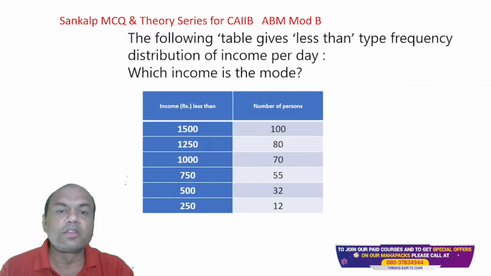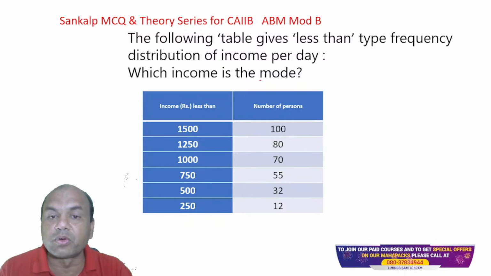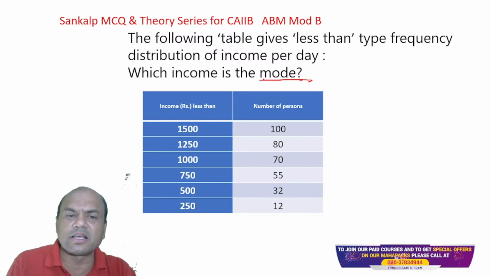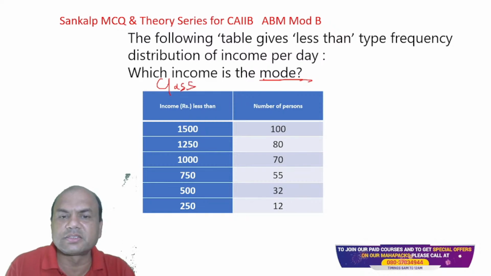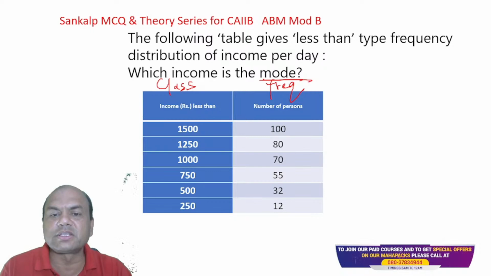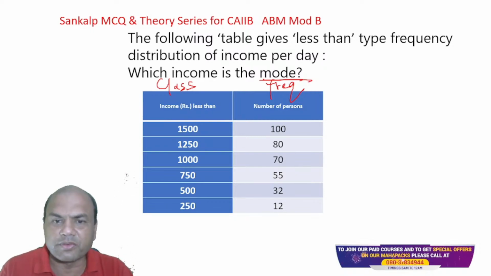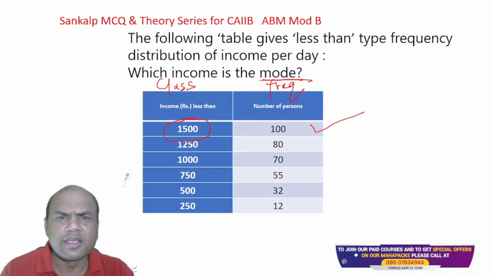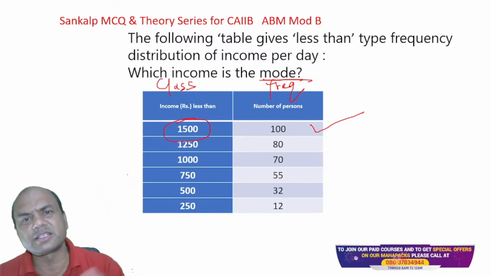Next one. The following table gives less than type frequency distribution of income per day. Which income is the mode? So I want the mode now. Look at this. This is known as the class, and this is known as the frequency. Which is the maximum frequency? Mode means any class which is having the maximum frequency. So which is the maximum frequency over here? 100. So the modal class is this, 1500. Simple, isn't it? In exam, if you get such numericals, it is just a cakewalk for you.